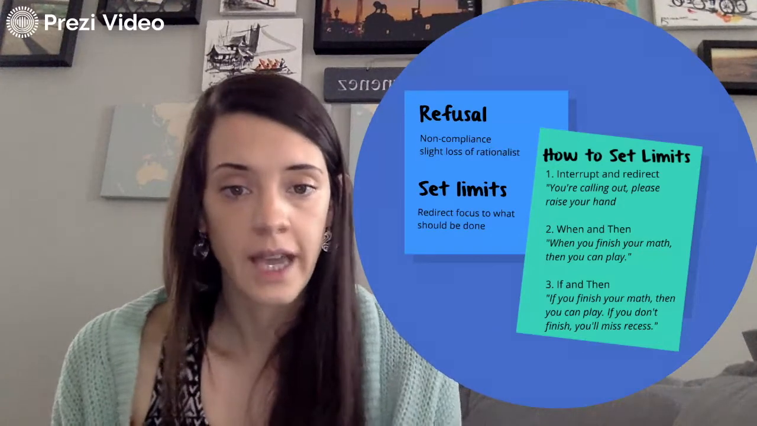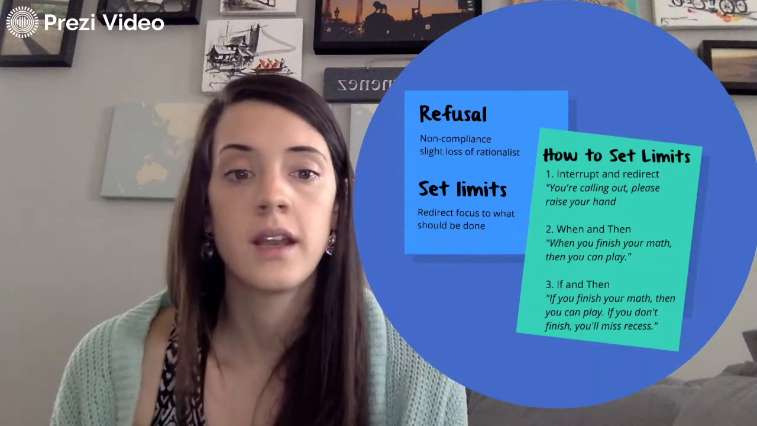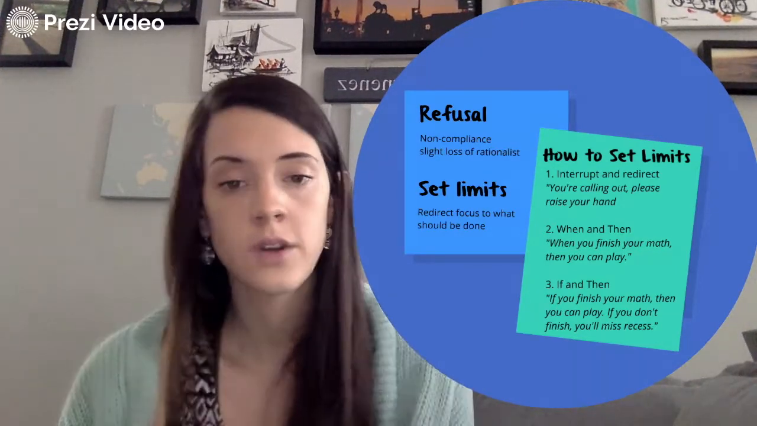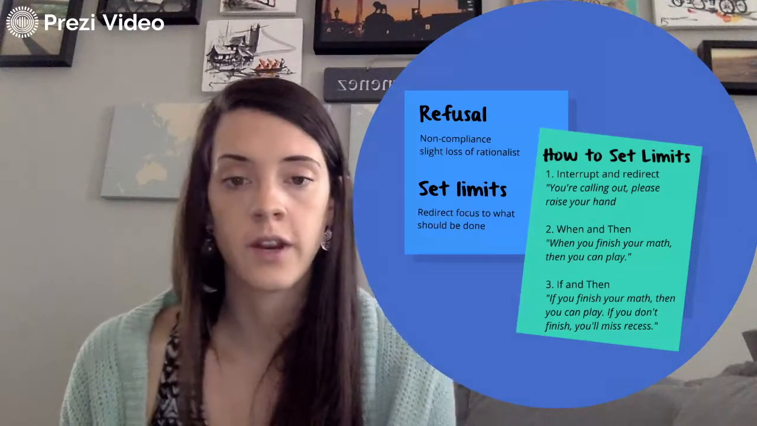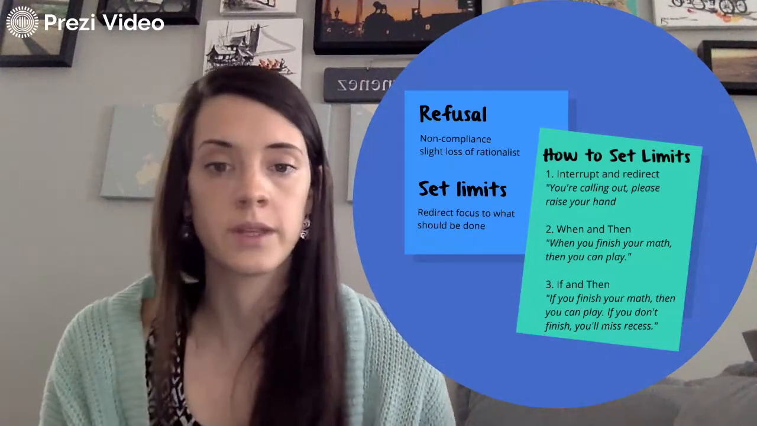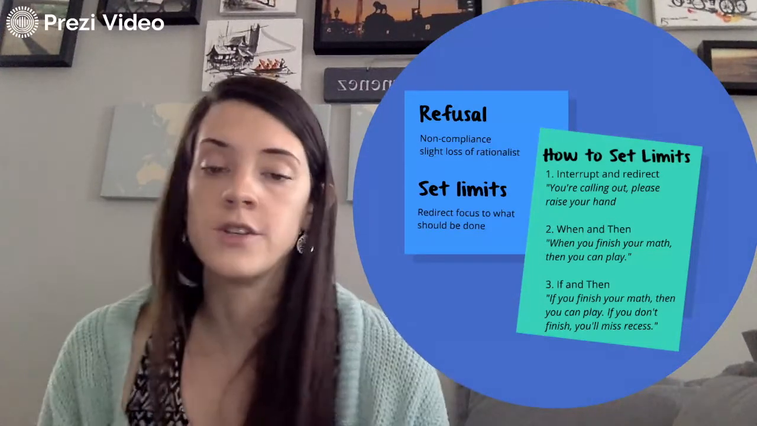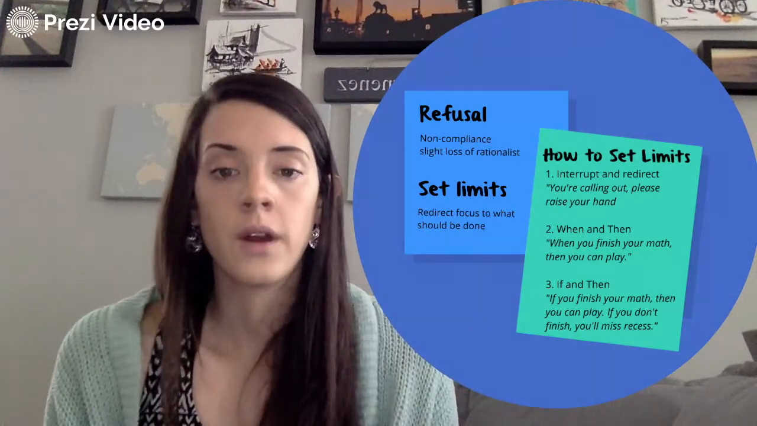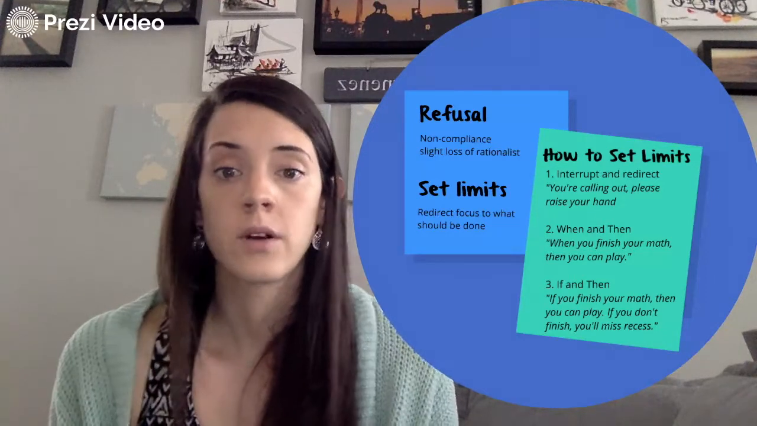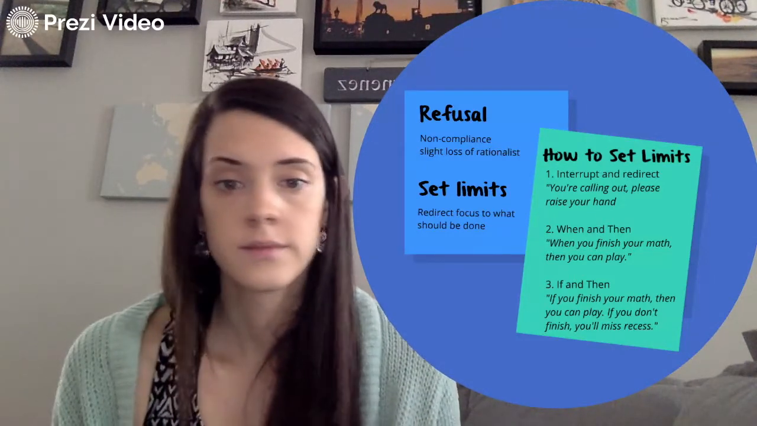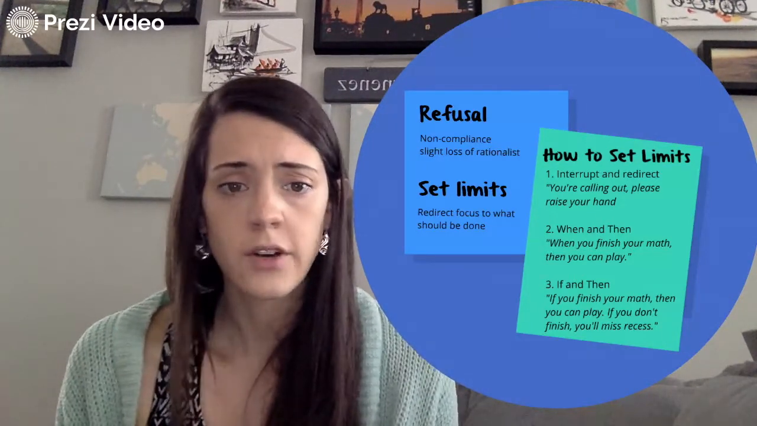So there are three different ways that you can set limits. You can interrupt and redirect. So literally just interrupting the behavior and redirecting them to what you want them to do. So whether it's, Johnny, you're yelling, I need you to raise your hand, or, please don't call out, wait your turn, whatever it is, interrupt and redirect.